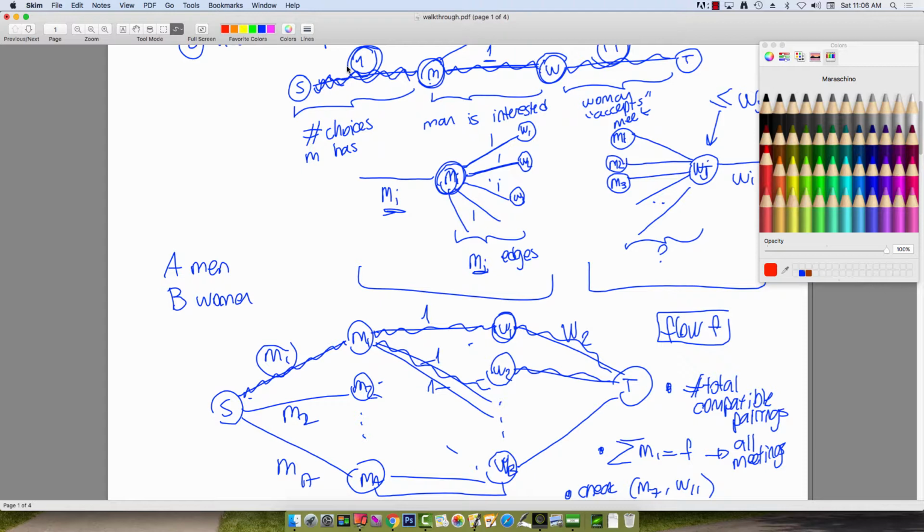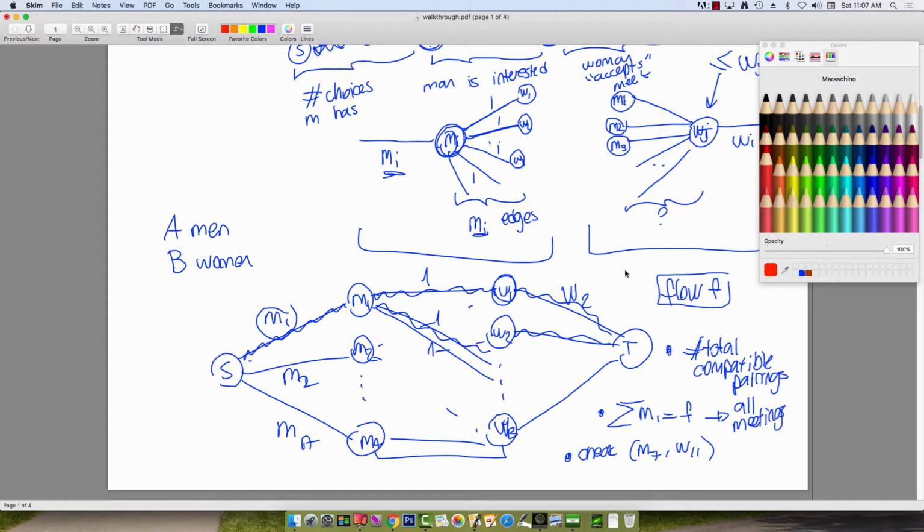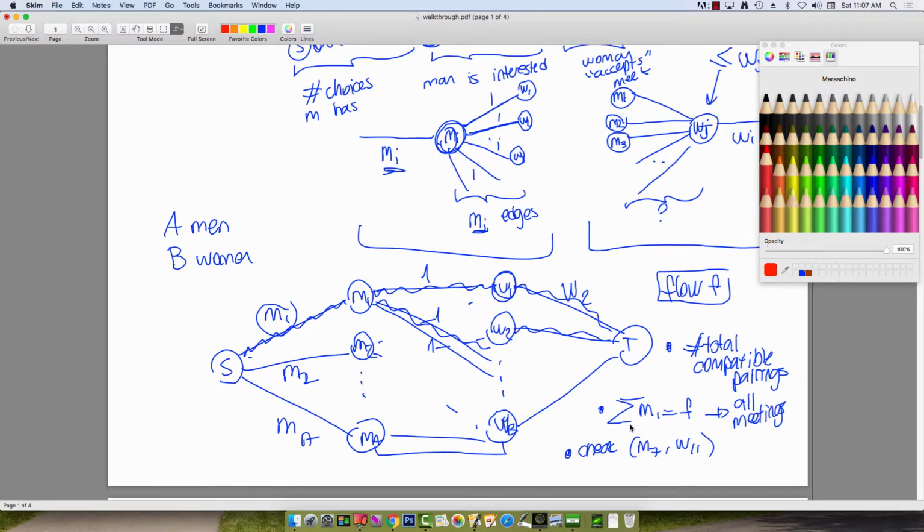Okay, if we can show that there's a flow from S to T involving both of these nodes, then we know that they are one of the compatible pairs. So what we basically do is, after running the MaxFlow algorithm, we just check that edge, and if it is one of the edges that carries flow, then we know it's a pairing. Okay, so this is part A.